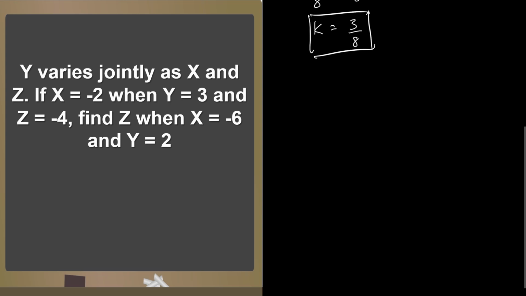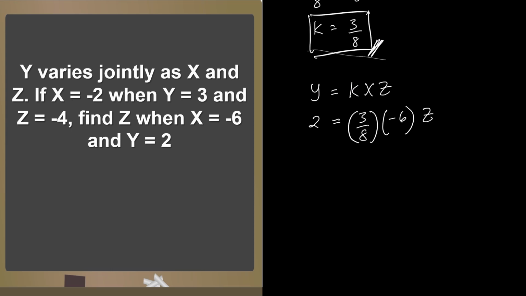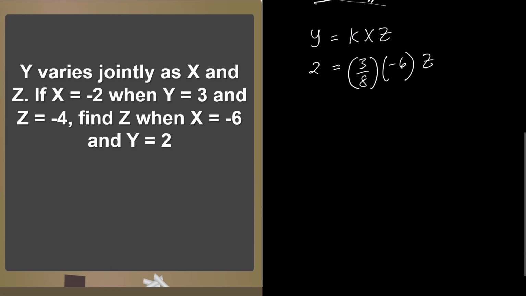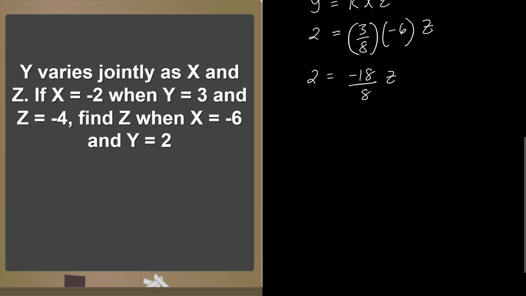Now, we have to substitute this k into the second set of values. Let's write the equation again. y is equal to kxz. y is equal to 2, k is 3 over 8, x is negative 6, and then z. Let's simplify the values on the right side. So we have 2 is equal to 3 times negative 6, that's negative 18 over 8 z.